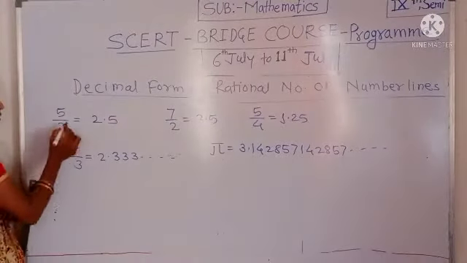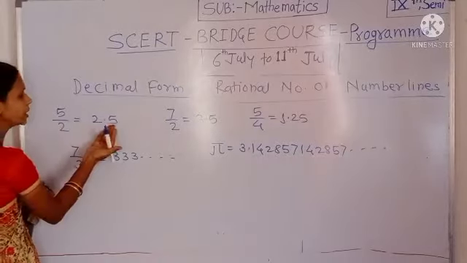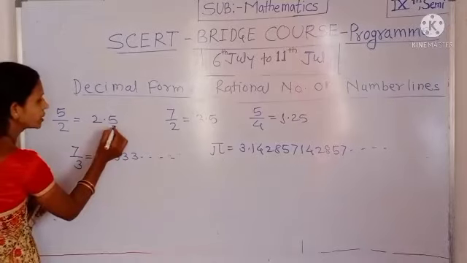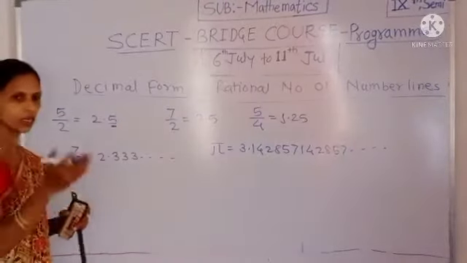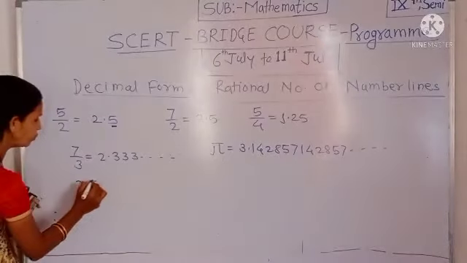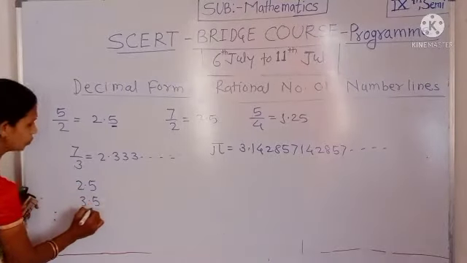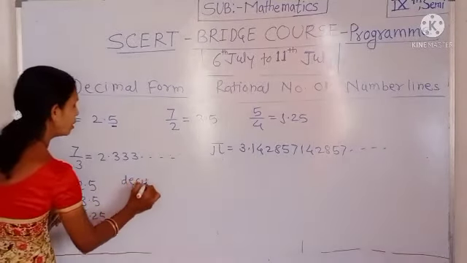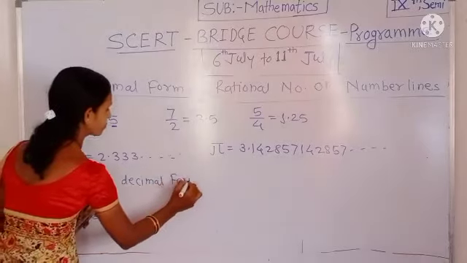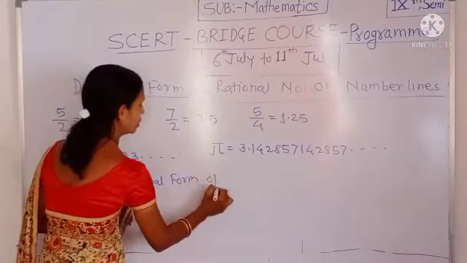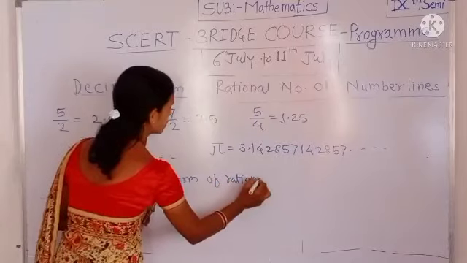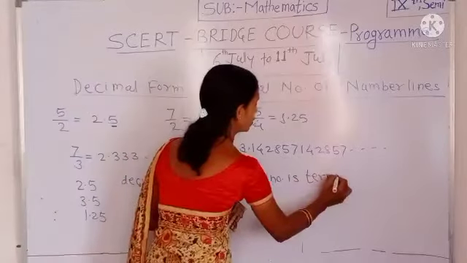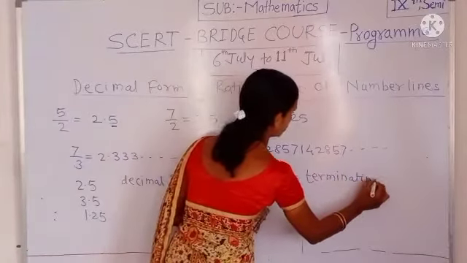That means see here, the rational numbers written in decimal form. Here 2.5: the decimal form is terminating. That means 2.5, 3.5 and 1.25 are decimal forms of rational numbers of terminating type.